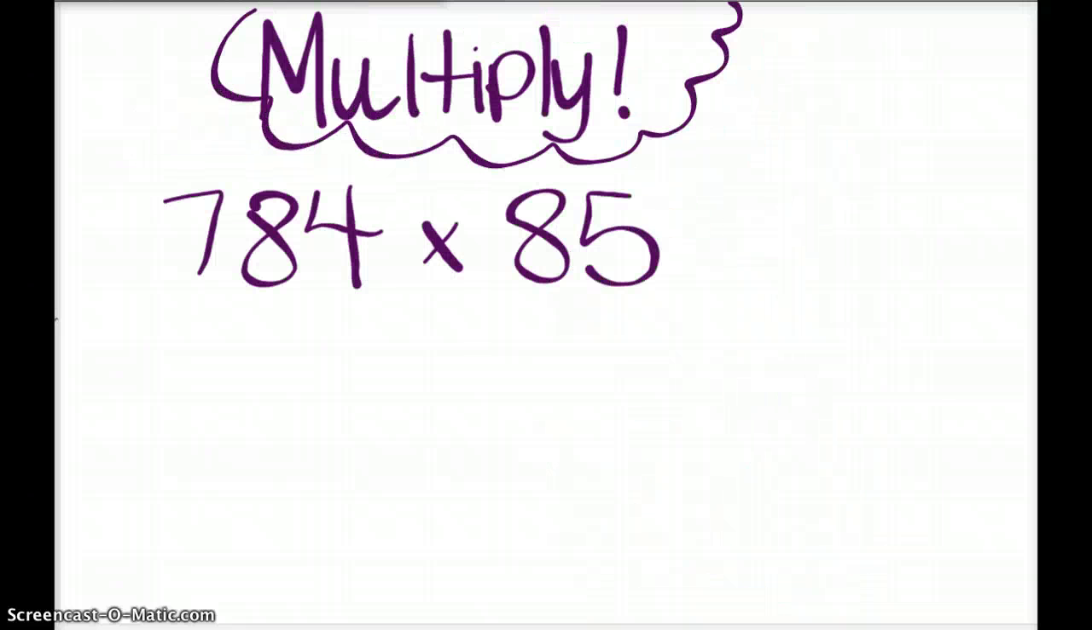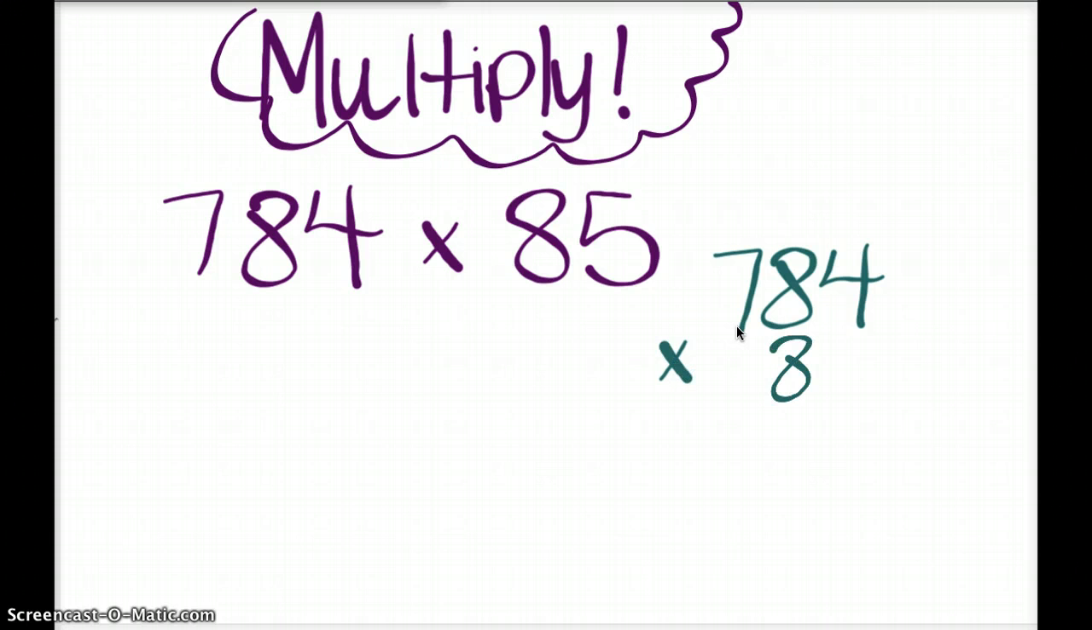Here is another one for you to try. 784 times 85. Remember to pause the video, solve the problem, then start the video back up and see how you did. Alright, so let's solve this one. So your first step is you are going to set it up vertically. And Brandon, talk me through how to solve this.